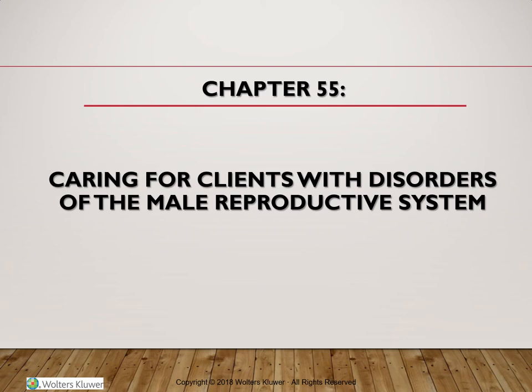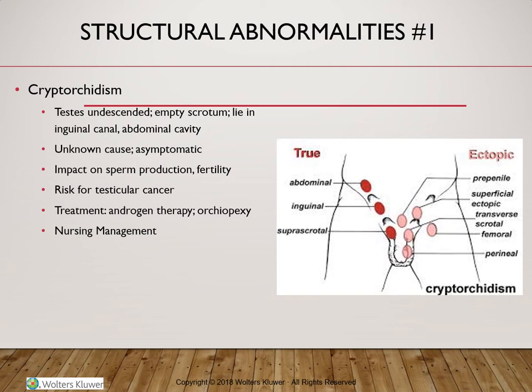Just like we discussed some disorders that affect the female reproductive system, when we are talking in general about the reproductive system, we need to look also at conditions that may affect male reproductive health. There is a variety of conditions that can produce all kinds of disorders of reproduction in males. Those disorders will be covered in chapter 55. The first one, and again, we are starting with the most benign condition, is called cryptorchidism.